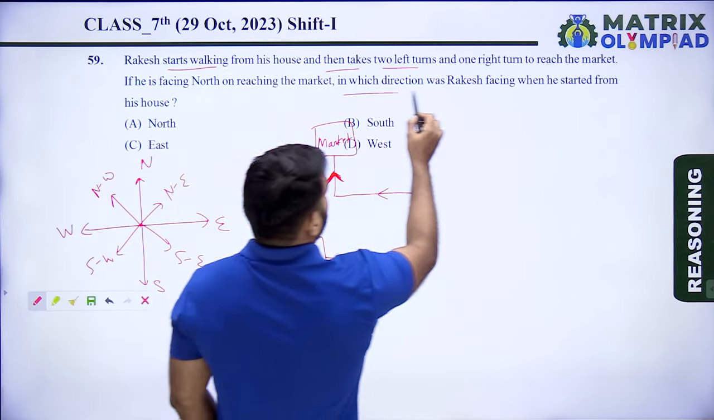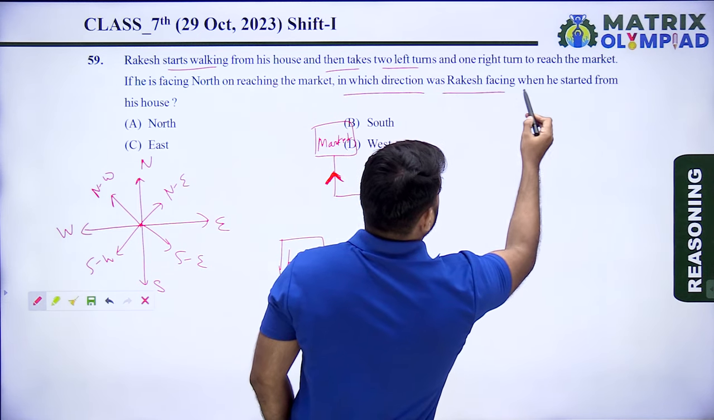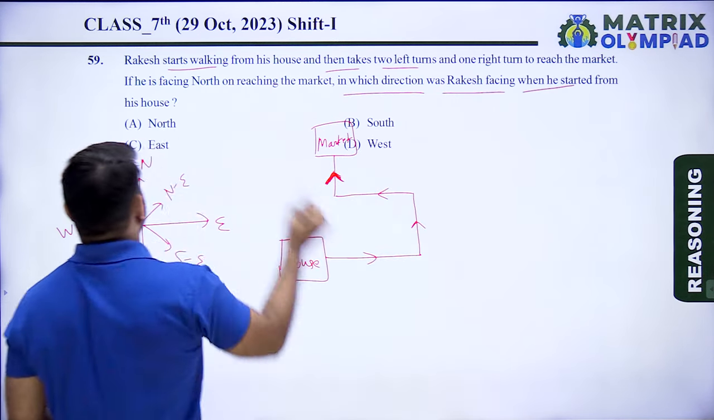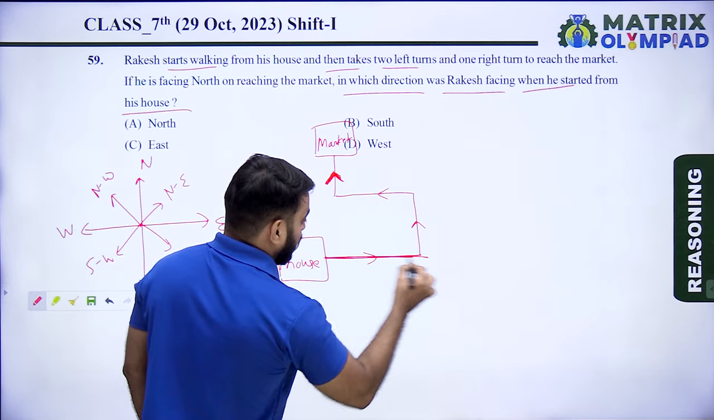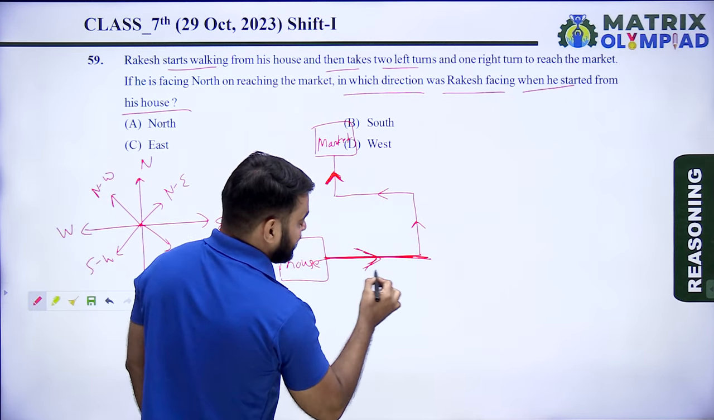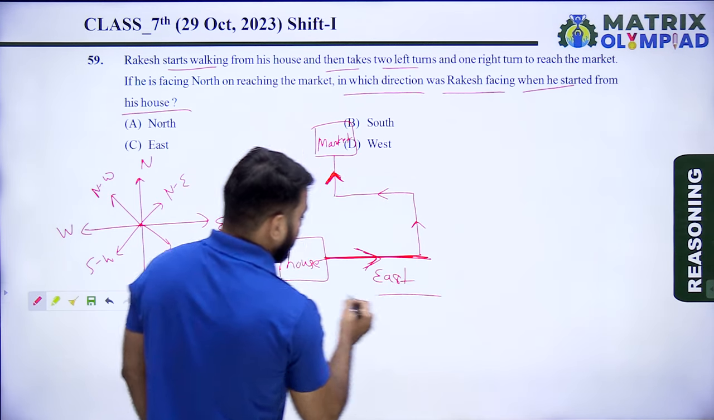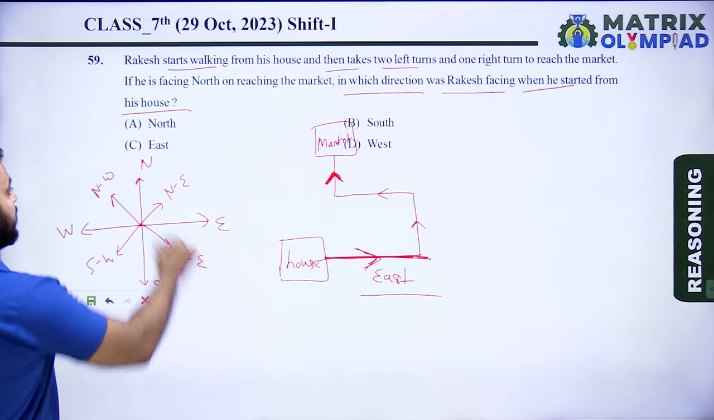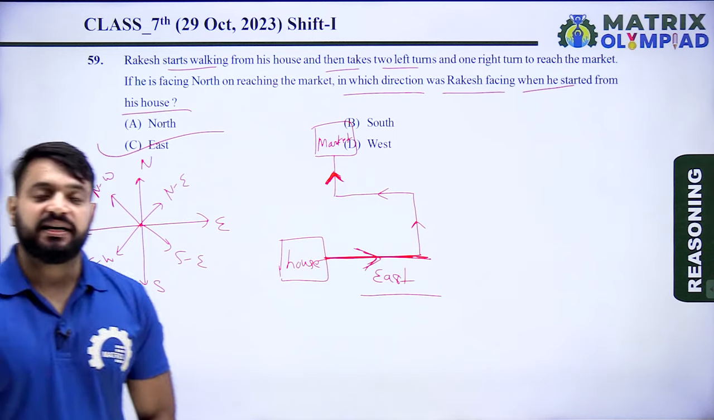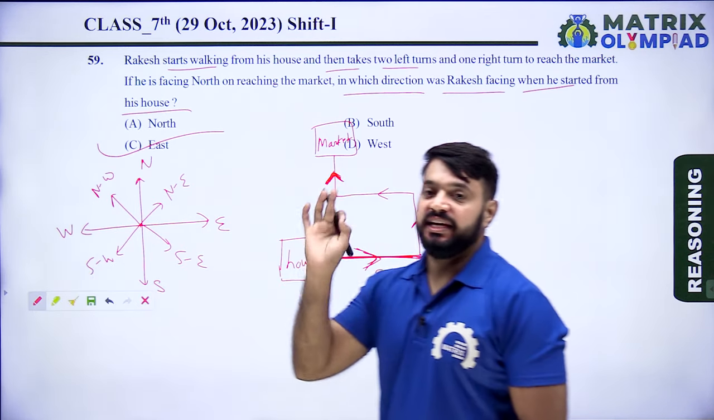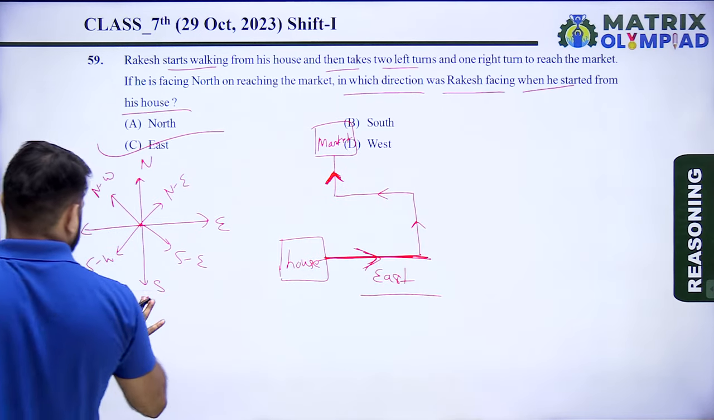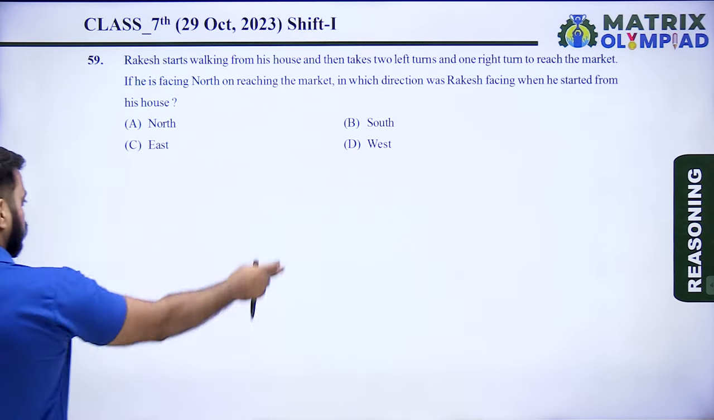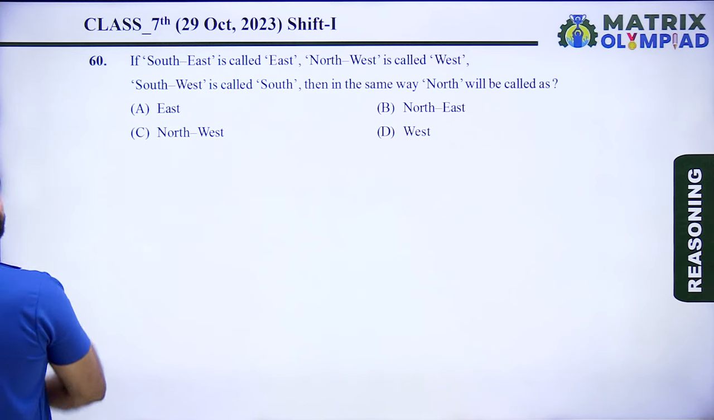So in which direction was Rakesh facing when he started from his house? Rakesh was starting facing towards the east direction. So here the correct answer is option C. Starting direction towards the east. Let's move on to the next question. Next question is question number 60.